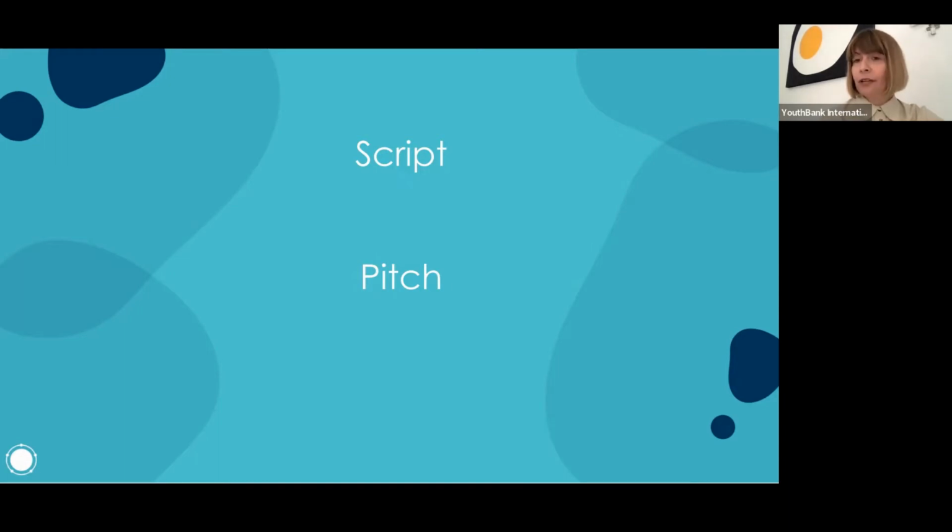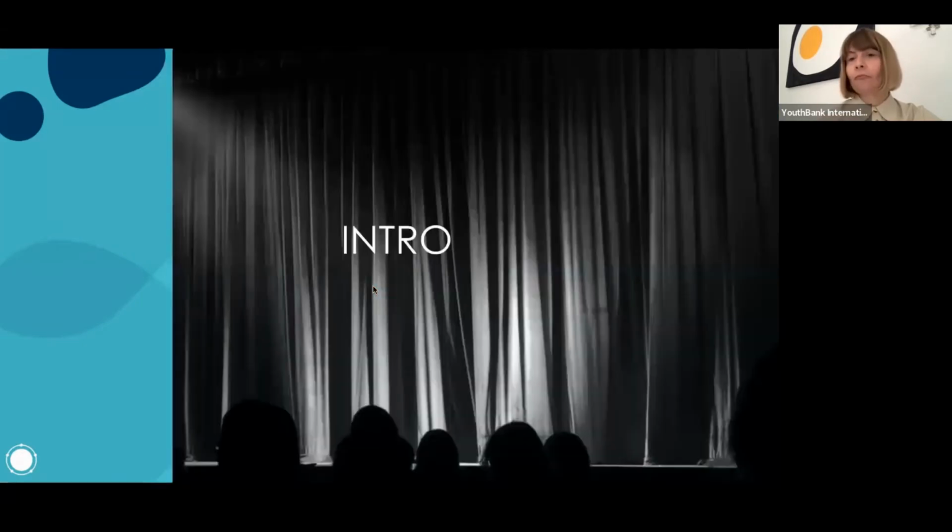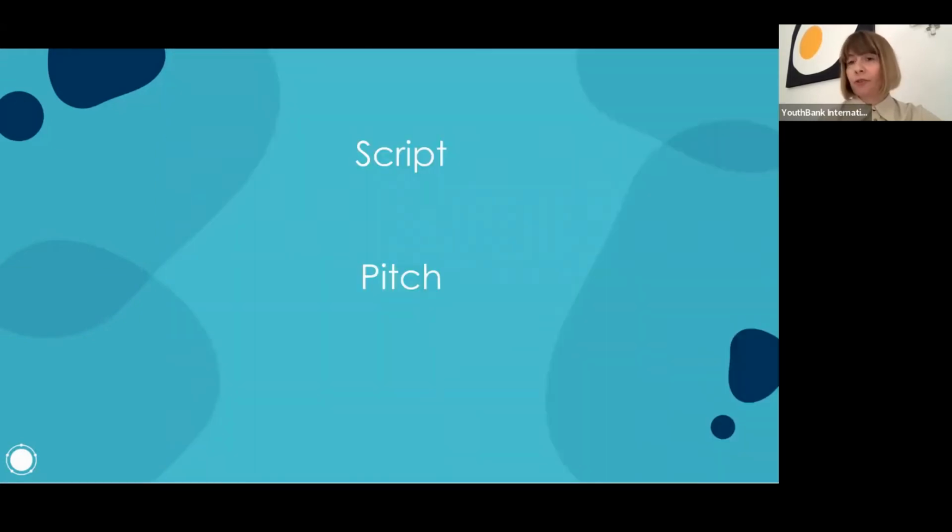And then after creating the script, you can start creating a pitch deck or a presentation that would be a visual background of your presentation or what you're saying. When it comes to the structure of the pitch, it's really different. And the structure that I will be presenting here is something that should be there, but not in the same order.